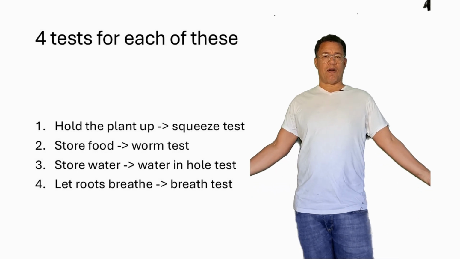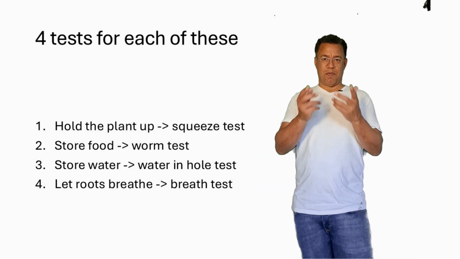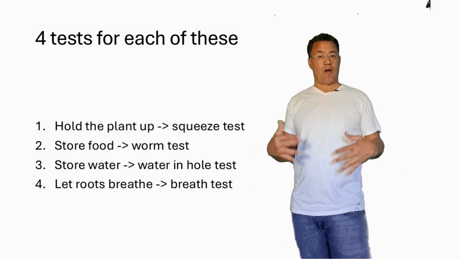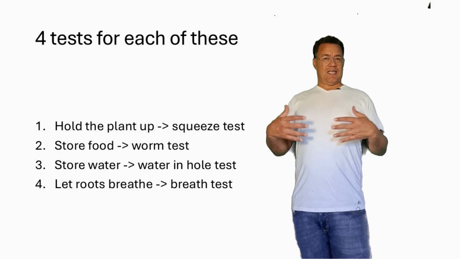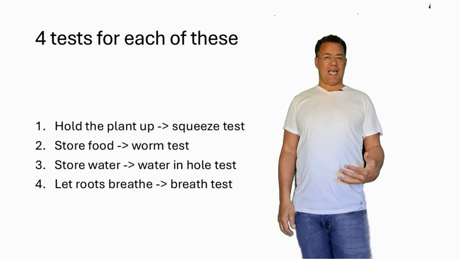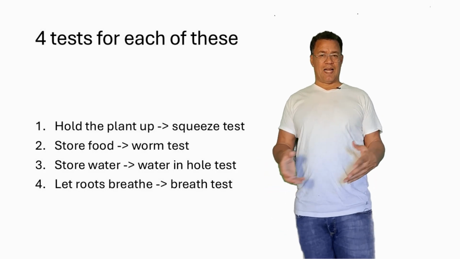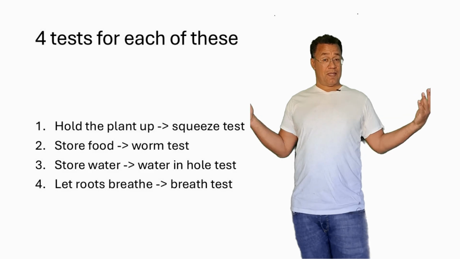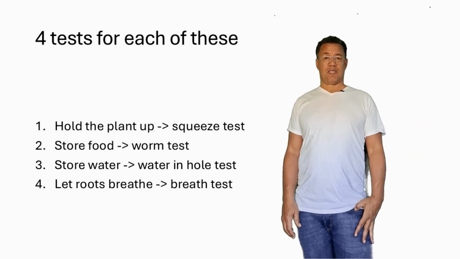Test number 4 we have already done, that's the breathing test, to make sure you understand that the roots themselves need air, so the worms dig holes, and the sand makes sure there are holes there, so the air is able to reach the roots.